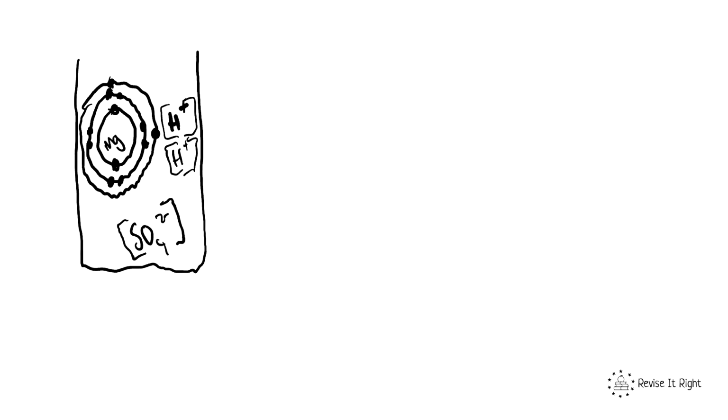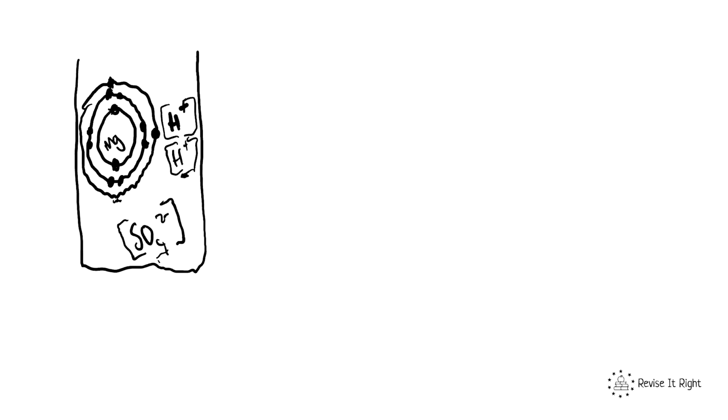So I've drawn our beaker, and we've got our sulfate ions and our hydrogen ions, so our sulfuric acid, and we've added magnesium. And I've drawn the electronic configuration for magnesium with 2 electrons in the first shell, 8 electrons in the second shell, and then 2 electrons in the outer shell. Okay, so here is what's actually happening. Because magnesium is more reactive than the hydrogen, it's going to take the place of the hydrogen to bond with the sulfate ion.